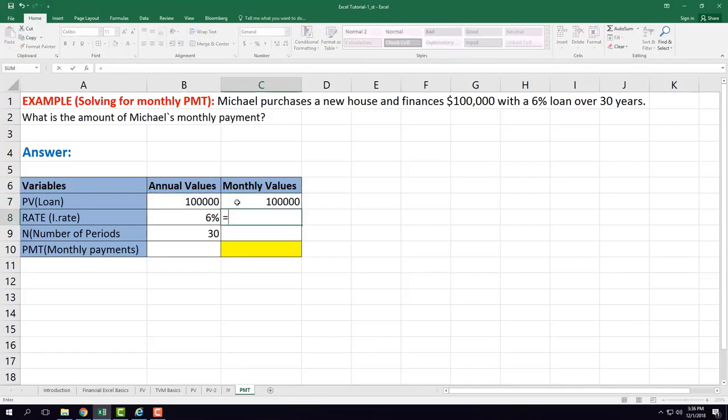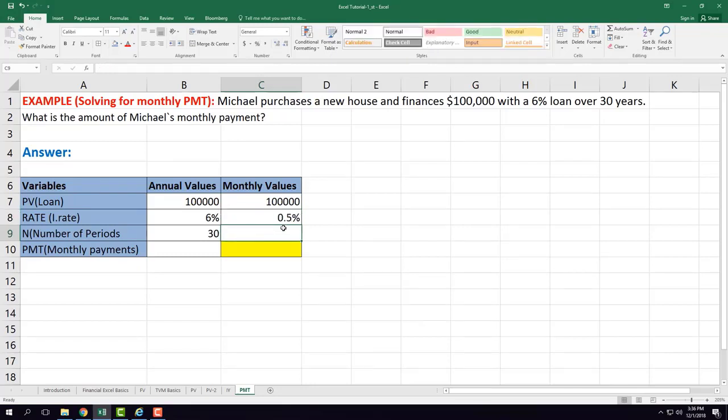The monthly interest rate is going to be right here: equal, choose the annual interest rate, and divide it by 12. So it has to be B8 over 12. It's going to be 0.5%. If you want to convert this to percent, you can just click the percent style and increase the decimals. It's going to be 0.5%.